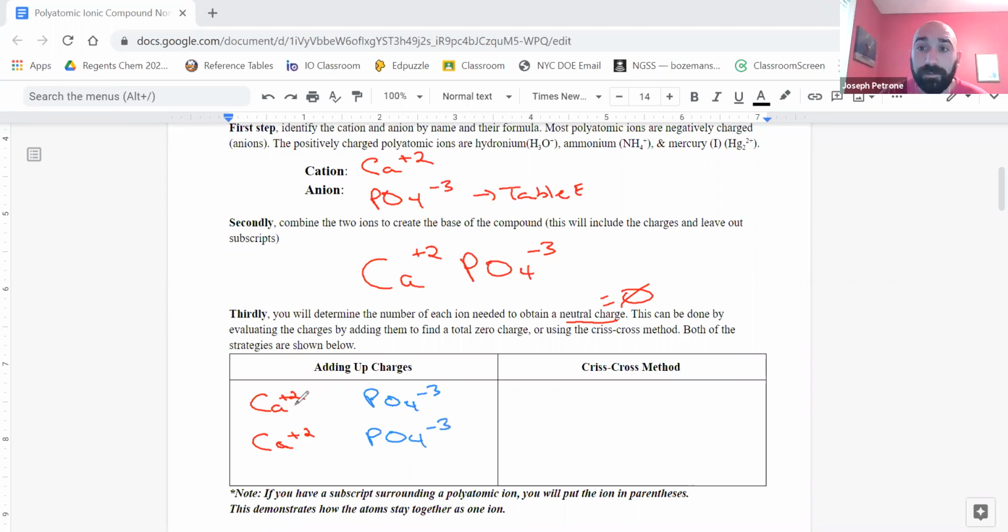Now our total charges, we have 4 on the positive, so +2 and +2 gives us +4, and then 6 on the negative. So -3 and -3 gives us a -6. Still need some more positive now, so we're going to add 1 more calcium, Ca +2. Now, if we look at our total positive, we have +2, +2, +2. That's a total of +6. And then on our negative side, -3 and -3 gives us a total of -6. So these values are balanced.